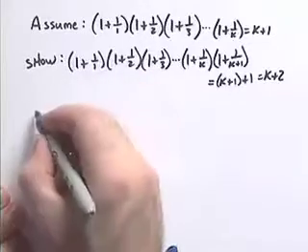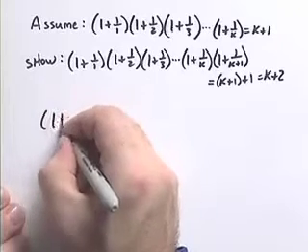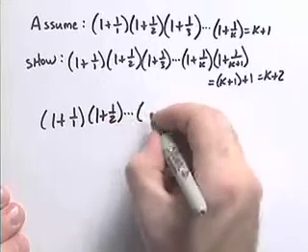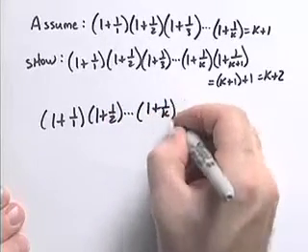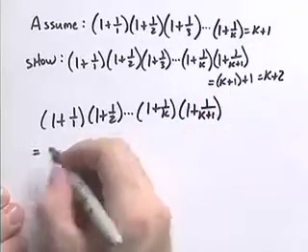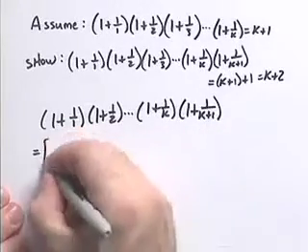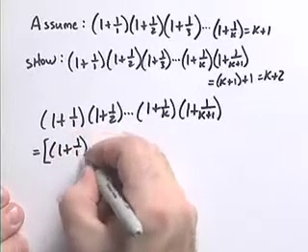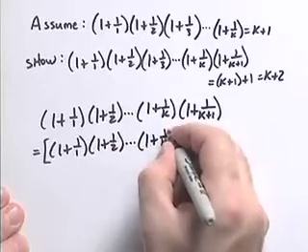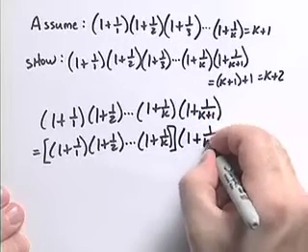So we're going to go ahead and start with our left-hand side here. So we're going to get (1 + 1/1)(1 + 1/2) ... (1 + 1/k)(1 + 1/(k+1)). Now we can group everything together except for this last factor. So we'll have (1 + 1/1)(1 + 1/2) and so on, times (1 + 1/k). Group all that together, and then multiply by (1 + 1/(k+1)).